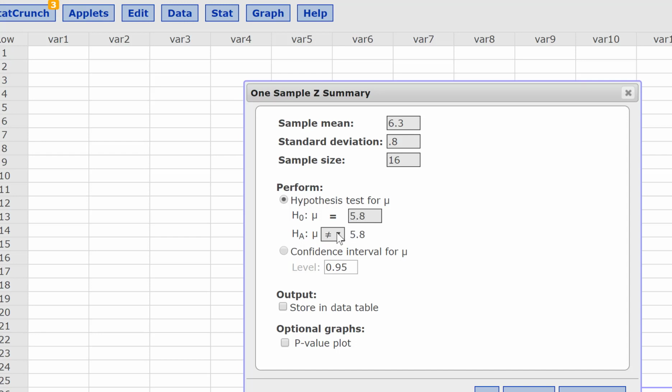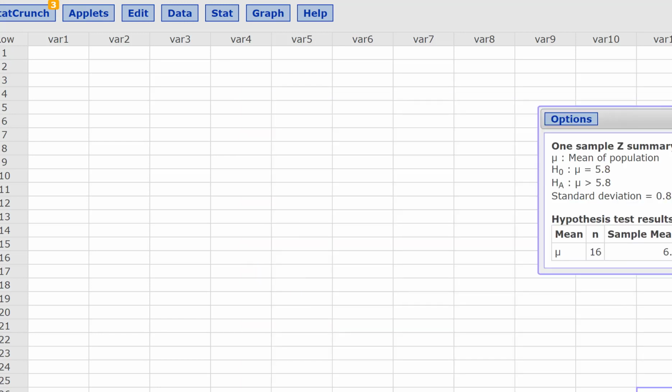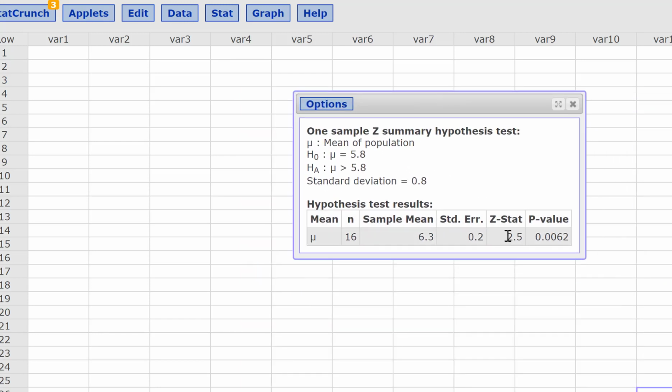And recall, we want this, our research hypothesis, which is this HA, also called the alternative hypothesis, greater than. We don't want a confidence interval for this particular one. If we did, we would select that. Press compute. And we see our z statistic is 2.5. Here's our standard error, 0.2 that we got before.